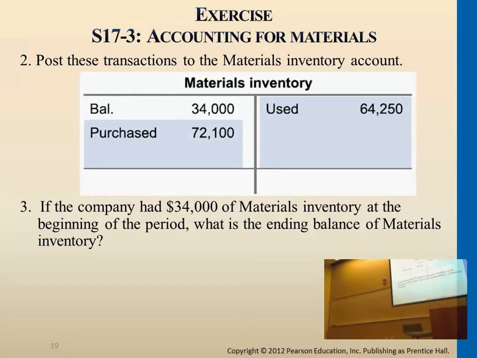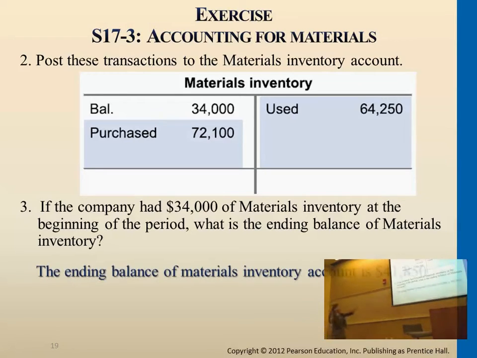The last question here: if the company had this beginning inventory value, what will be the ending balance? 41,750. Okay, so you add up the left-hand side, assets, right? And you subtract what's assigned to work in process. So whatever is the leftover value is just as you calculated, $41,050.